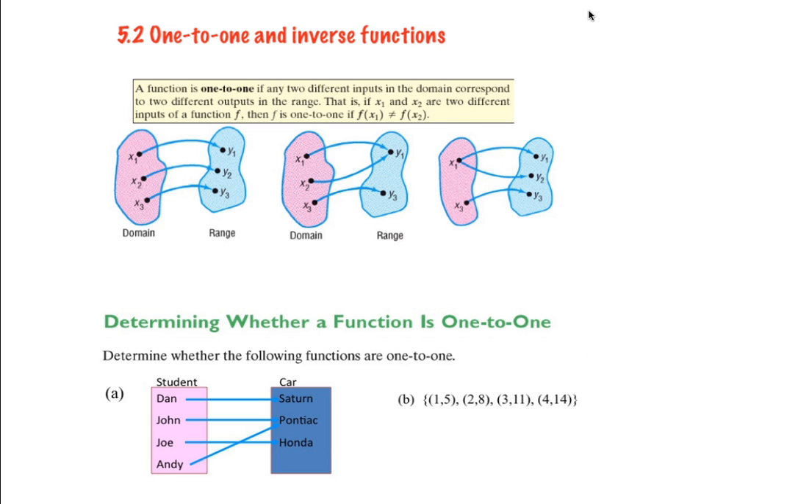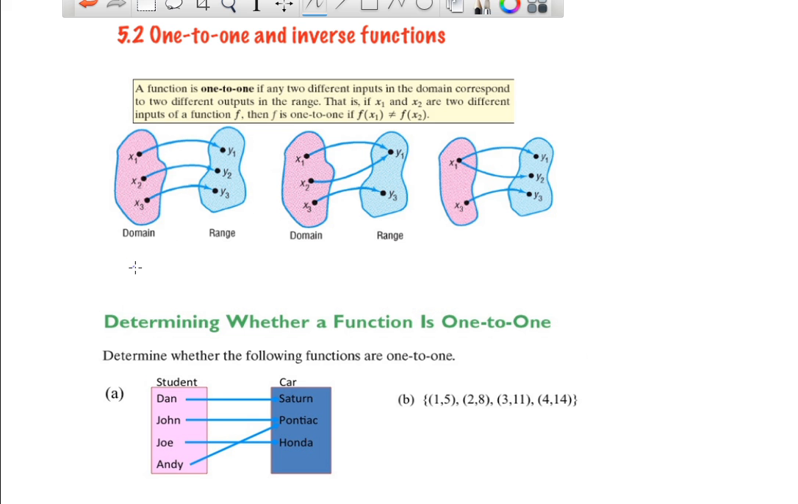5.2 one-to-one and inverse functions, a section with quite a lot of theory in it. You do need to know a couple definitions here and there, and the first one you need to be familiar with is a one-to-one function. A function is one-to-one if any two different inputs in the domain correspond to two different outputs in the range. That is, if x1 and x2 are two different inputs of a function f, then f is one-to-one if f of x1 does not equal f of x2.